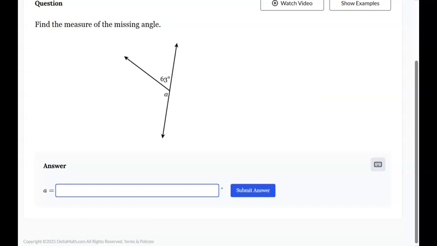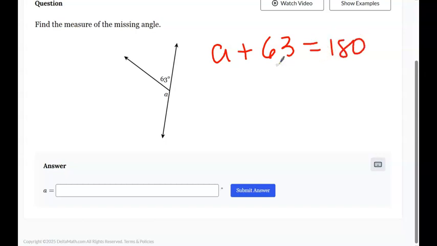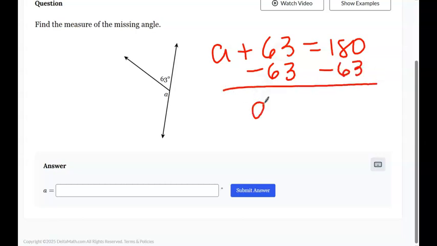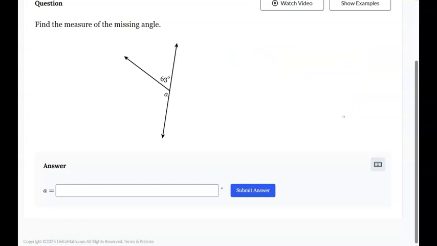In this question, we see that the two angles form a straight line. That means they are supplementary, and supplementary angles have a sum of 180 degrees. Again, use your inverse operation. Use that property of equality to subtract it from both sides and find that missing angle measure. You can always use a calculator to compute this math if you need to. We'll get 117 here, so we'll type that in the answer box.